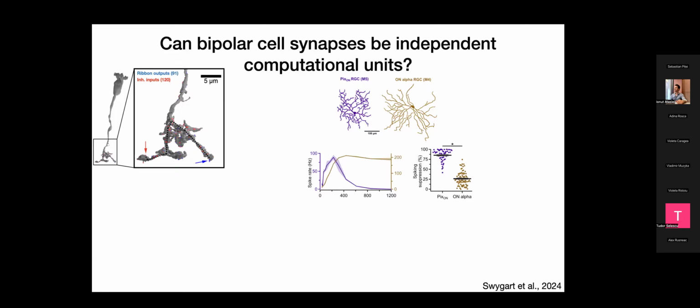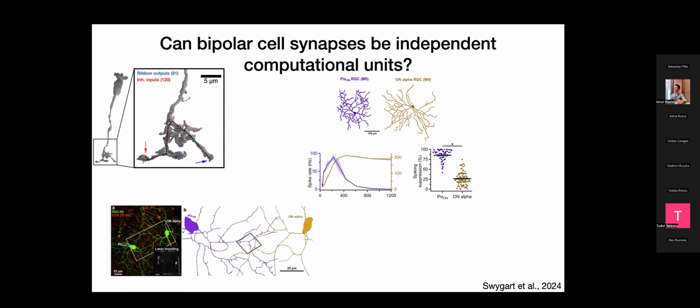They're different in a lot of interesting ways, but one of their striking functional differences is surround suppression, that thing I told you before. So the orange curve is the on alpha and the purple curve is the pixon. You can see that the on alpha has virtually no surround suppression for large spots, and the pixon has complete surround suppression. It stops firing entirely for large spots. Okay. However, the on alpha and the pixon stratify in exactly the same place in the interplexiform layer.